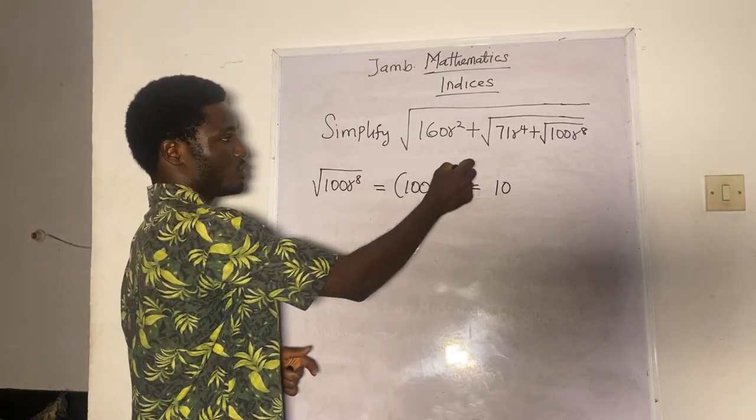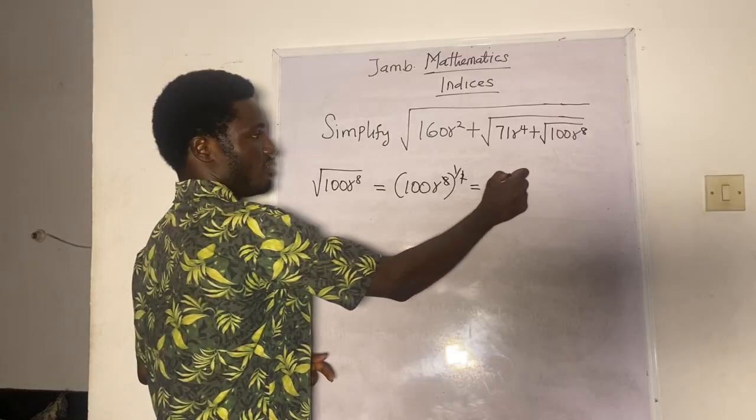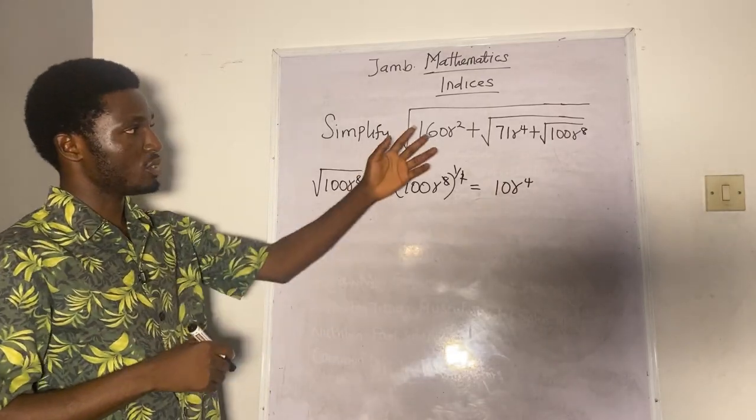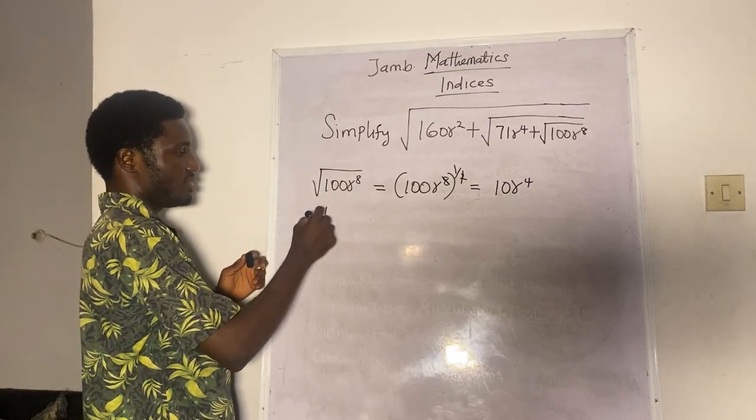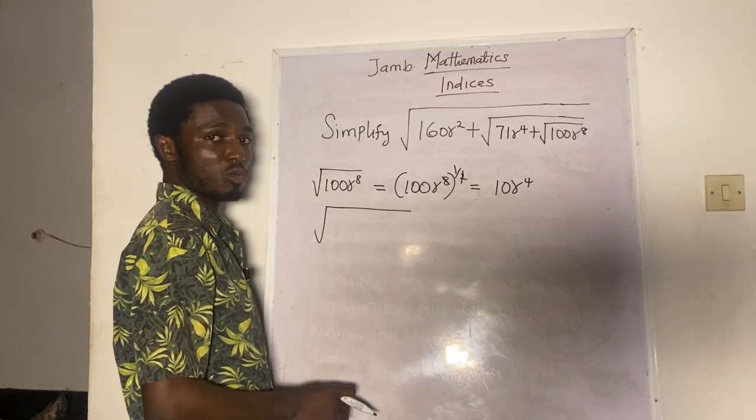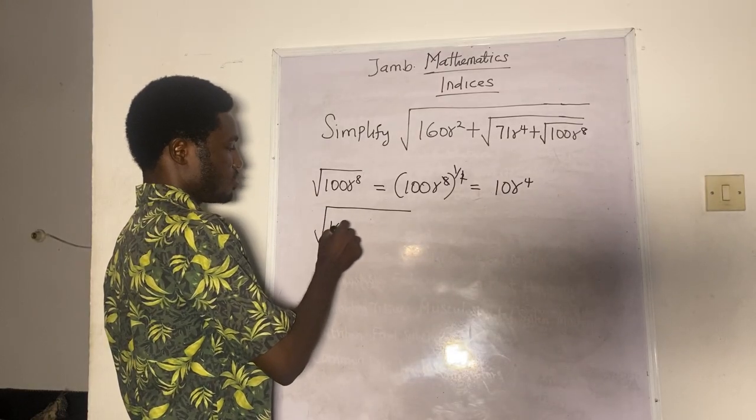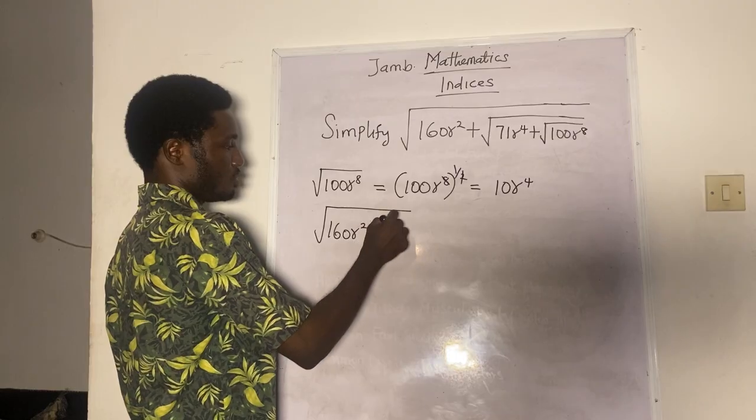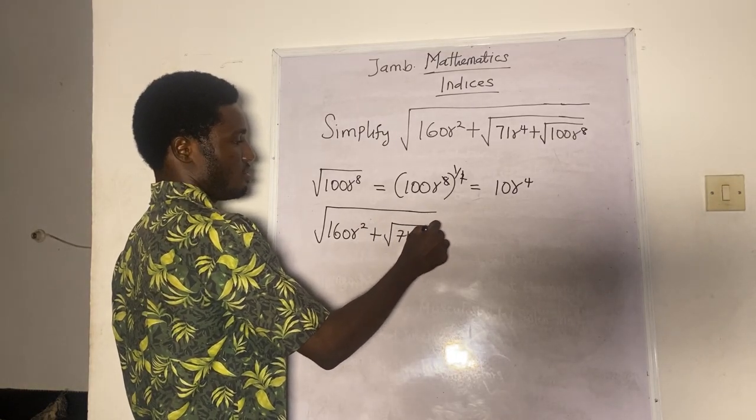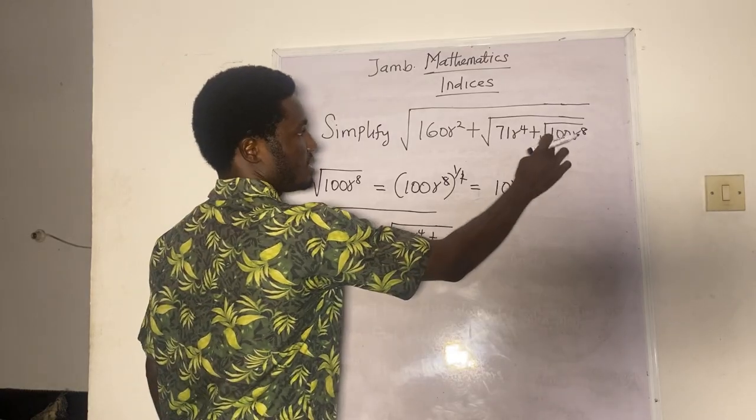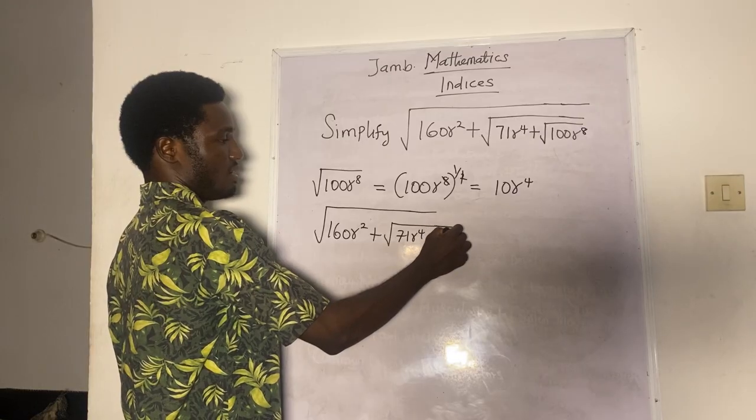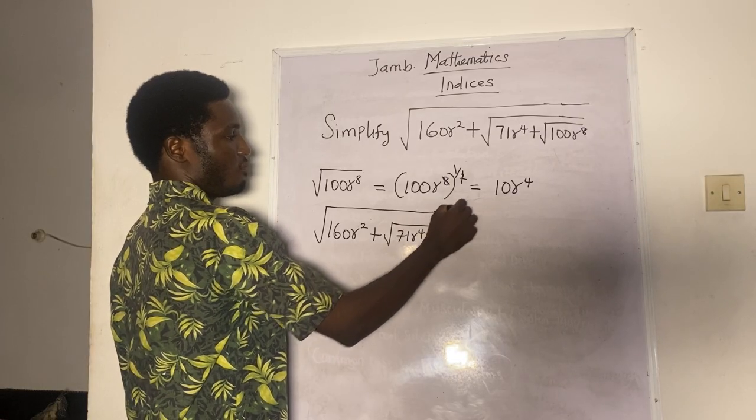So 8 times a half will give us 4. So this question will now look like this. Since we have been able to simplify the smallest root, it will now look like this: the square root of 160r² plus the square root of 71r⁴ plus, remember that we have removed the square root, we now have 10r to the power of 4.